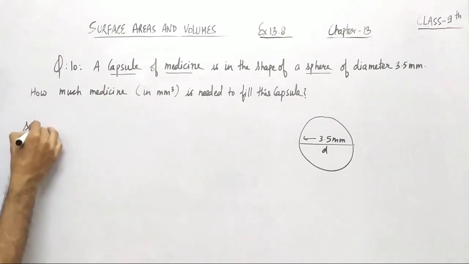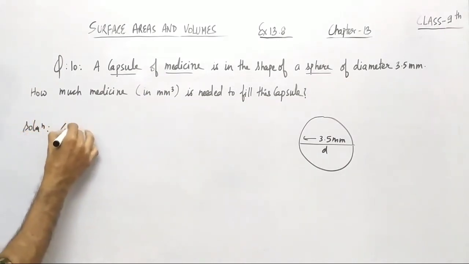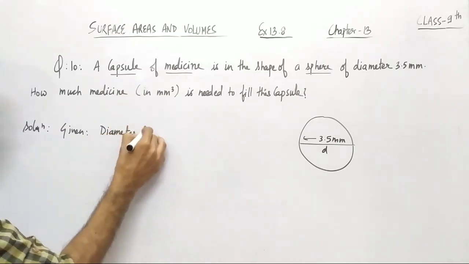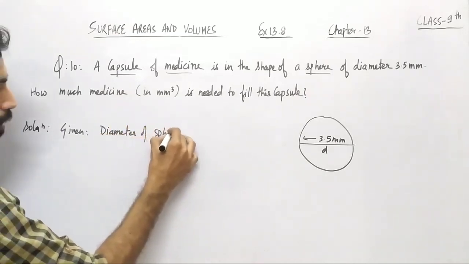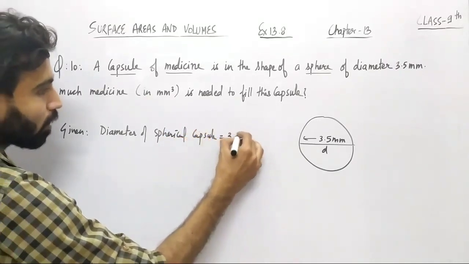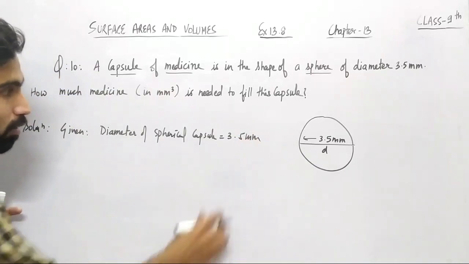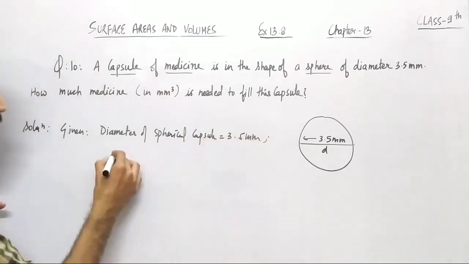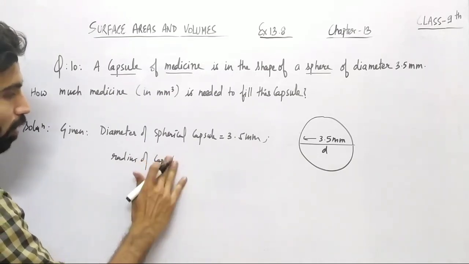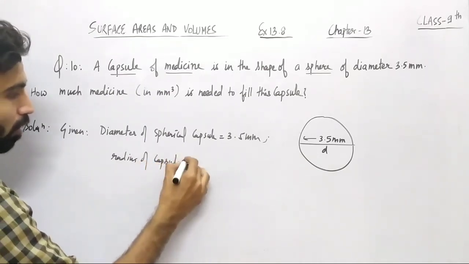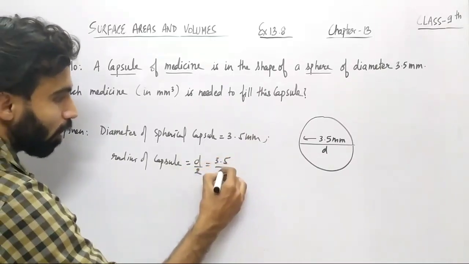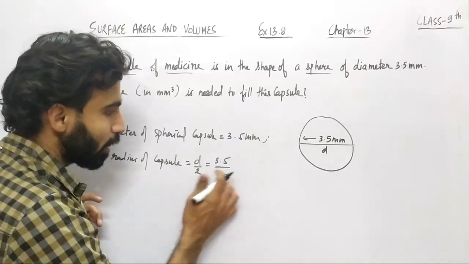So let me just start off the solution with the given thing, right? So the given thing is the diameter of this spherical capsule, right? So that is, you can see 3.5 mm, right? So now we can easily calculate the radius of capsule. If I just correct the spell, so that will be simply dividing the diameter by 2. So 3.5 divided by 2, right? So let me just write 2 clear.